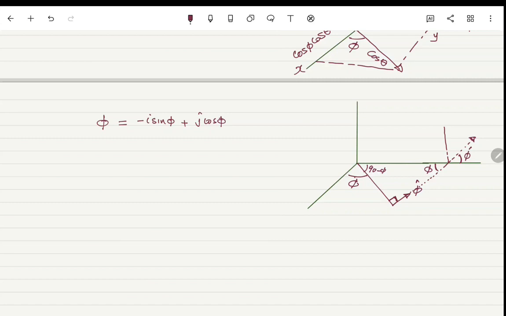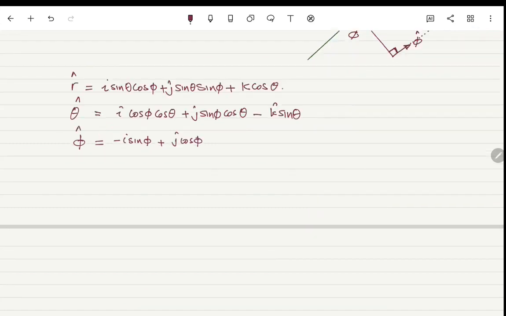In summary, r hat equal to I sine theta cosine phi plus j hat sine theta sine phi plus k hat cosine theta. Now theta hat, as we can see here, we will see that the derivative of r hat with respect to theta will be theta hat. So this one right here is the derivative of this one right here. And phi hat is actually the derivative of r hat with respect to phi. And remember, phi is not related to theta in any way.